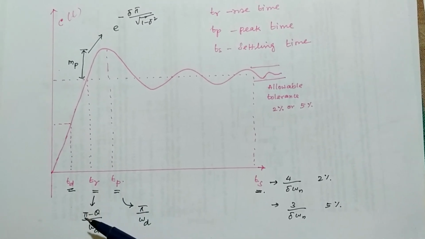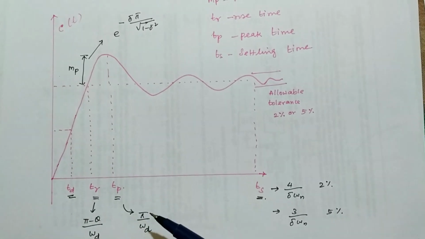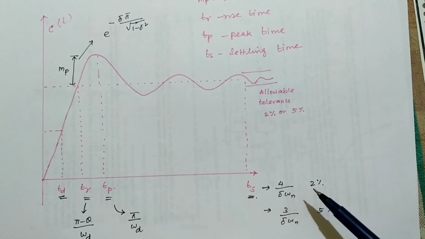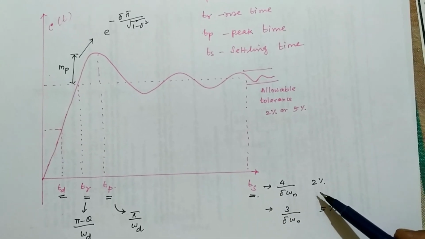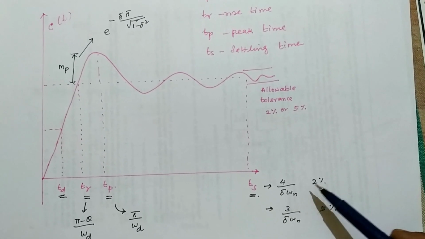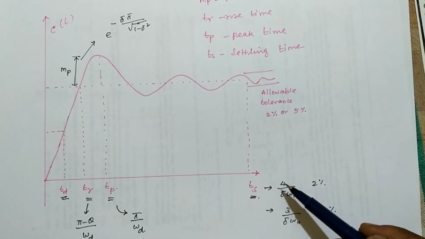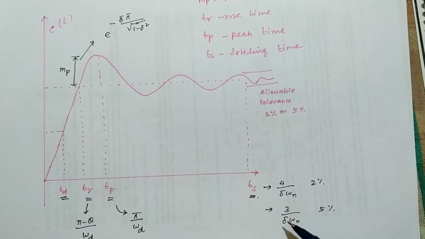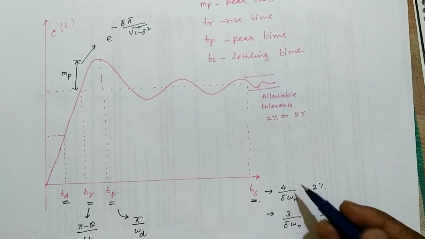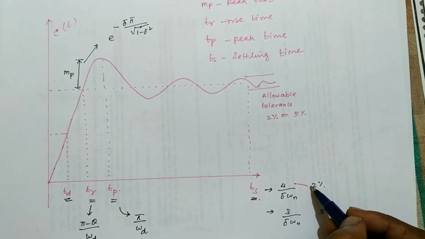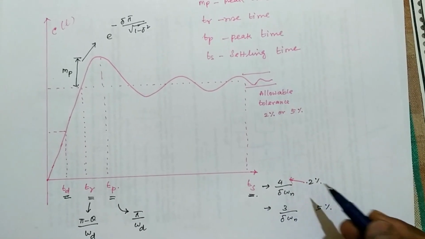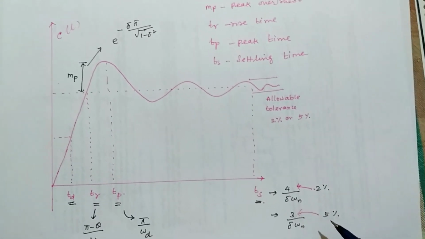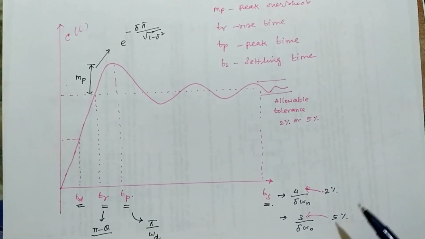So rise time is nothing but pi minus theta divided by omega d, and peak time is pi divided by omega d. Settling time, for a 2% allowable error, we can write as 4 divided by delta into omega n. For 5%, it is 3 divided by delta omega n. We can remember it like this: 2 is an even number, and the corresponding even number is 4. 5 is an odd number, and the corresponding odd number is 3.